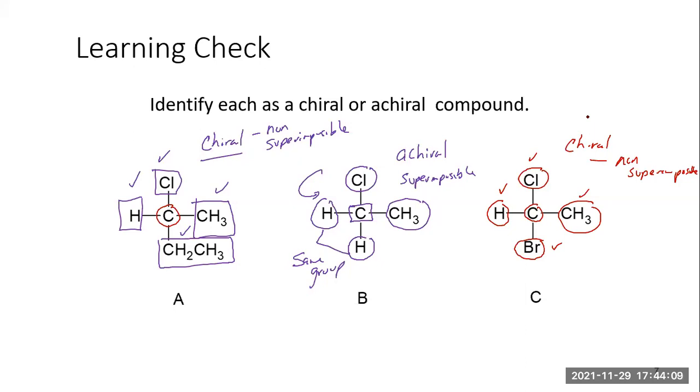So understanding chiral carbons, which is sort of what we were doing here, is really important in carbohydrates, being able to identify them as either chiral carbons or achiral carbons.